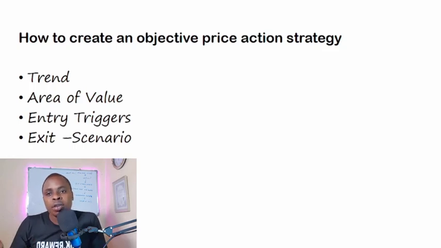To create a profitable price action strategy, I found out that there is a simple way, or there are four main things that you want to look for before you place the trade. So first of all, you want to identify the trend or the direction, or what the conditions of the market structure are at that point.